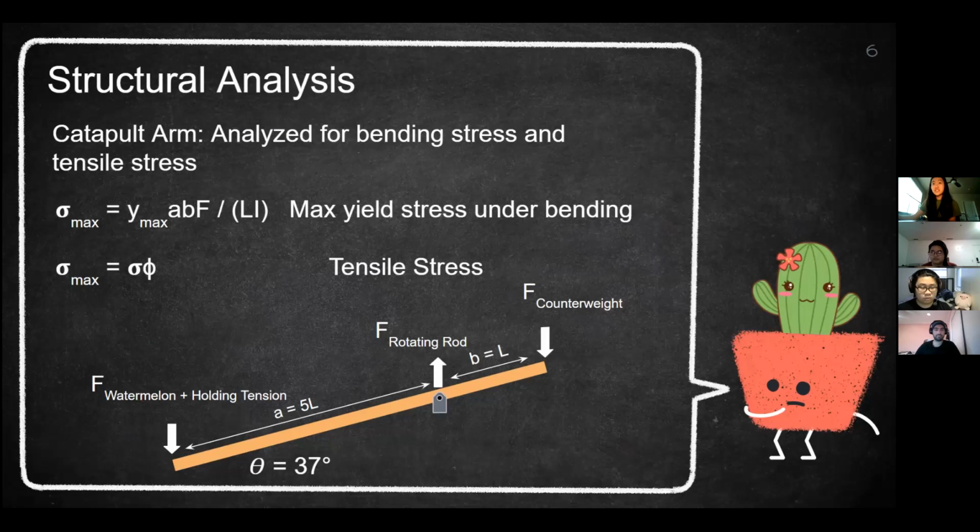Due to this angular condition, we analyzed the stresses this arm will experience in bending and in tension with the equations shown. Using these stress equations, we compared the necessary dimensions and chose the larger of the two.